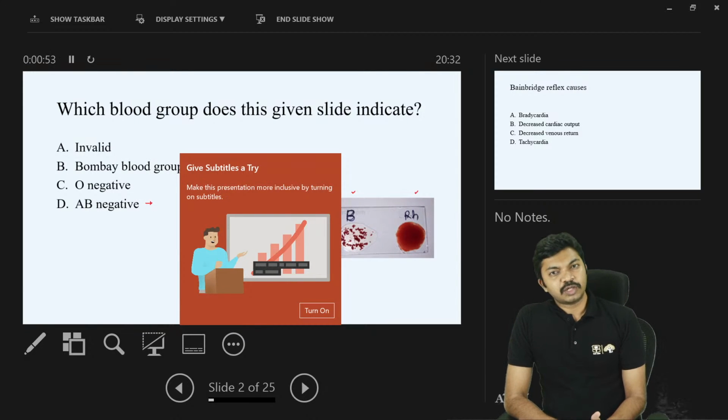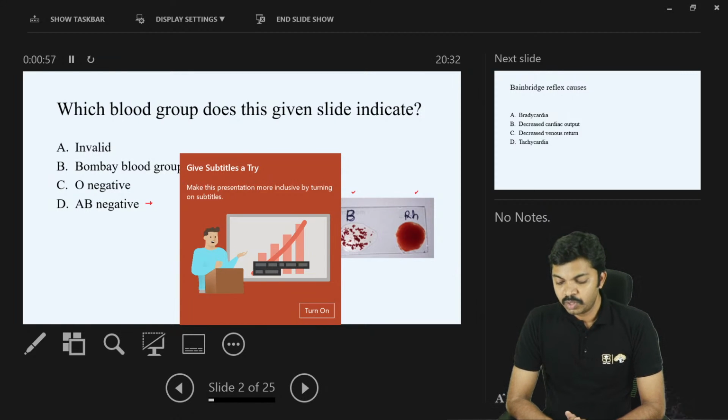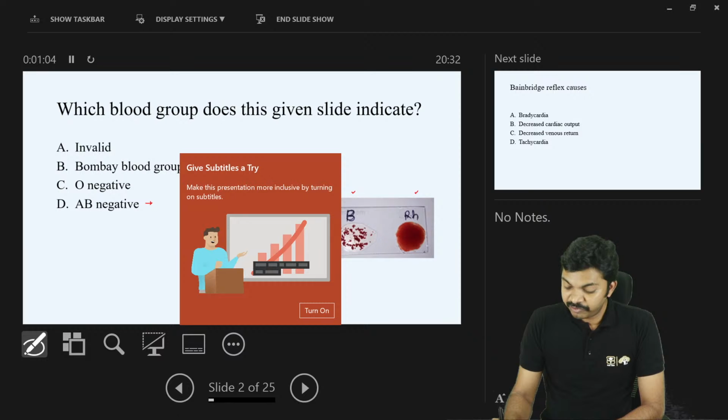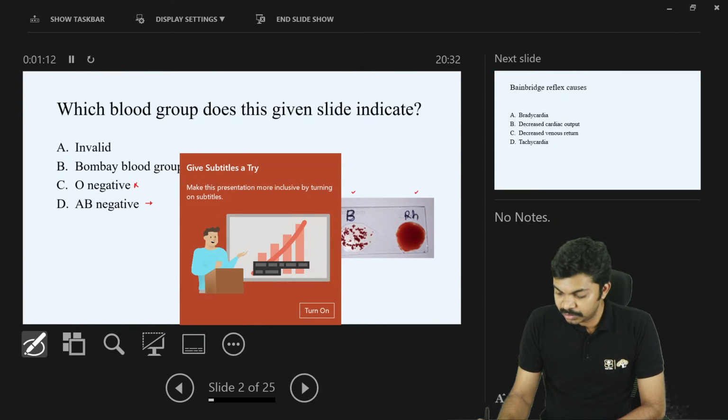Let us look at other options as well. Option A, invalid. Option B, Bombay blood group. Option C, O negative. Option D, AB negative. Definitely it is not going to be O negative. It's not going to be Bombay. What will be the appearance of Bombay blood group? That's something you got to understand.